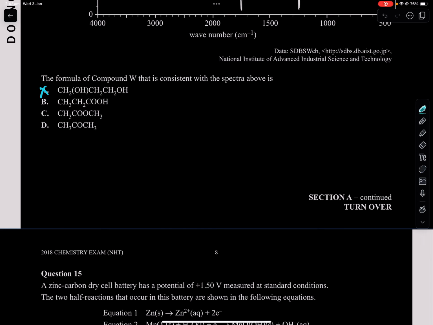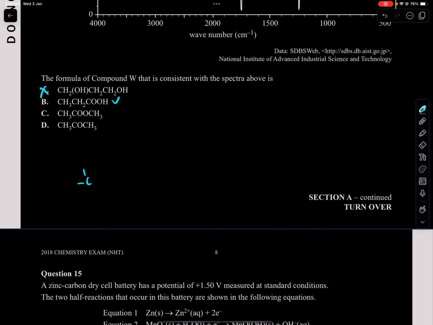Let's look at the next one. So it's a carbon 3, it's a CH here, a carboxylic acid here. So how many carbon environments does this have? There is no symmetry, so we have this carbon here, which gives us this carbon, and this carbon. So we have 3 carbons. Okay, let's put a tick there, that's consistent. Let's check the other one.